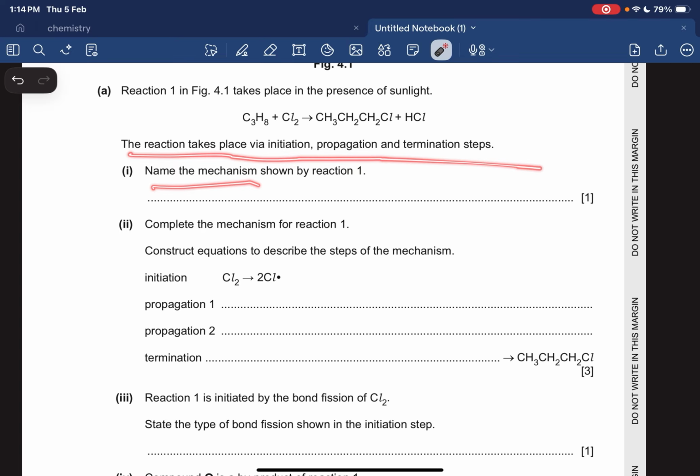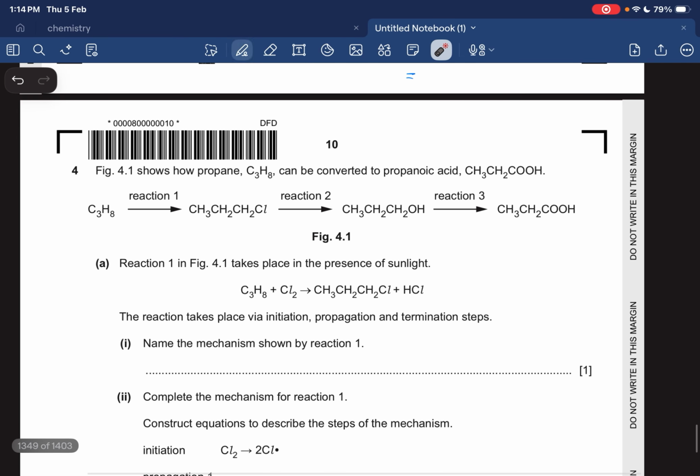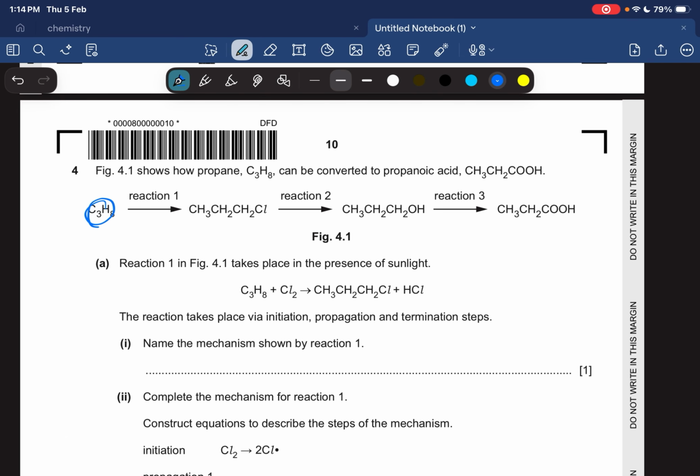Name the mechanism shown by reaction 1. So the mechanism is free radical substitution. Why? Because you can see it for yourself. Over here you have an alkane being converted into a halogenoalkane. So alkane to halogenoalkane, you use free radical substitution. So that's free radical substitution.